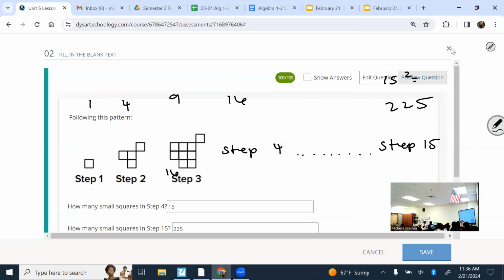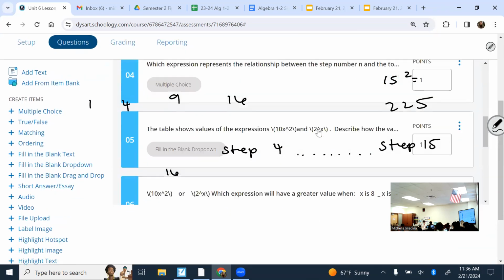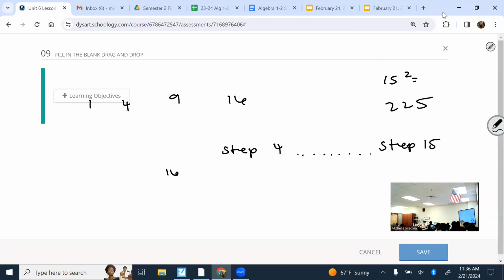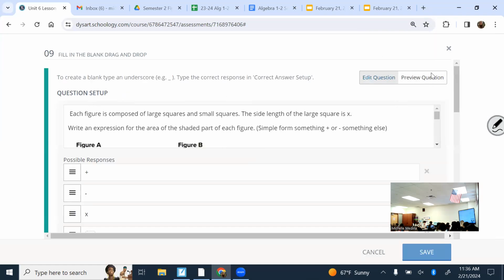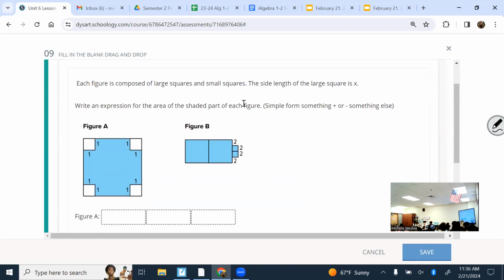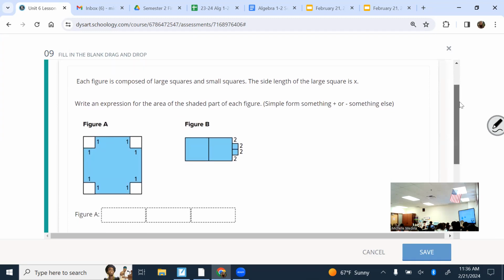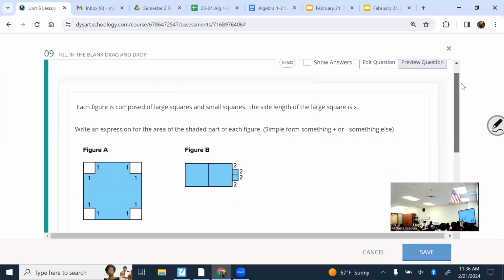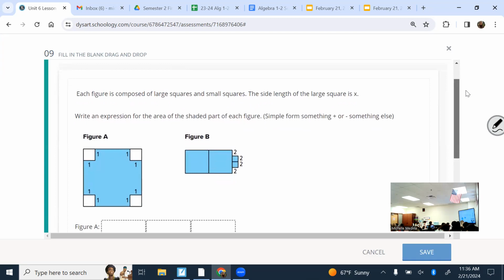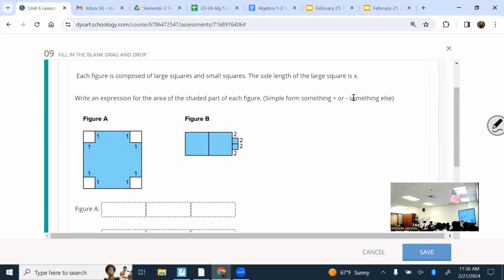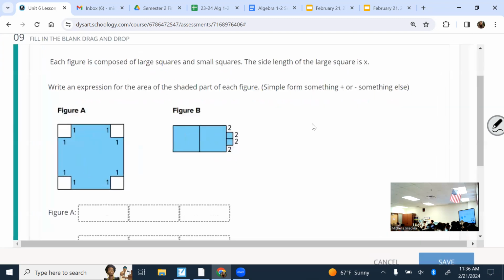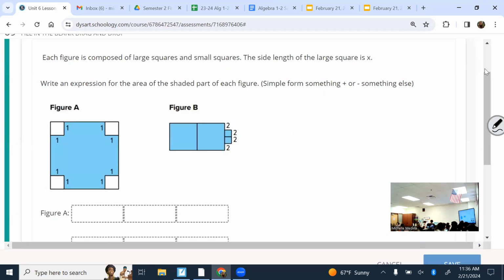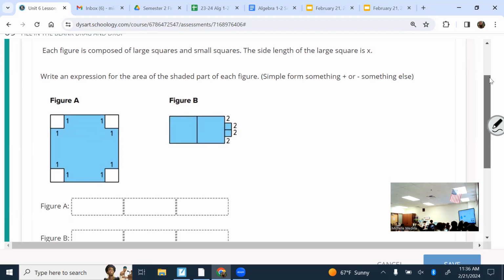Eli C? Number 9 on this one, we're on lesson 3 and 4, if anyone's lagging behind. Okay, so this one's a good test question. Each figure is composed of large squares and small squares. The side length of the large square is X. So we're going to write an expression for the area of the shaded parts of each figure.